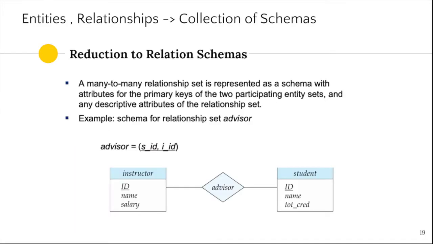How about for relationships? So, if we have a many-to-many relationship, we have another schema for it with the table name equal to the relationship name, and the content are the primary keys that uniquely identifies the relationship. So since this is a many-to-many relationship, then we need to get the primary key of the instructor and the primary key of the student.